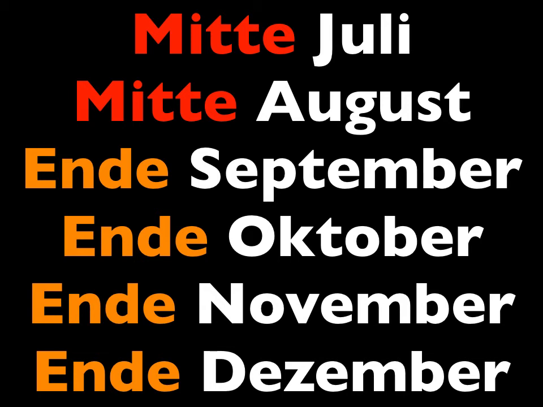And now, repeat how to say at the end of a given month. Again, it's only two words. Repeat after me. Ende September. Ende Oktober. Ende November. Ende Dezember.